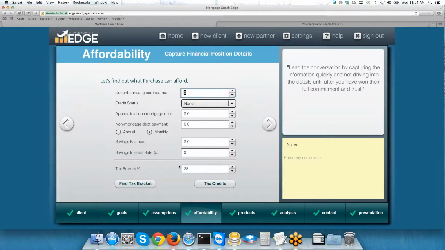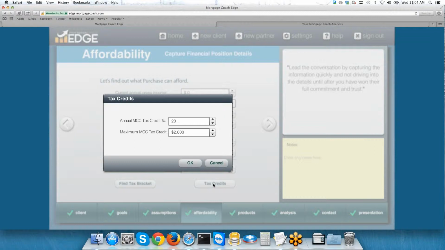So back to our affordability section, I've entered my tax bracket for my client. Now, the next step here is I need to make sure and enter tax credits. So I'm going to click on tax credits, and you can see that I've got this filled out. I'm saying that they can credit up to 20% annually, and the cap on that is $2,000. So this is 20% of the interest for the first year, and actually it's each subsequent year until they decide to refinance or sell the property. They can still take this credit. Now, the maximum credit they can get in this case is $2,000. So if the 20% of the interest per year exceeds $2,000, it's going to cap it at $2,000.